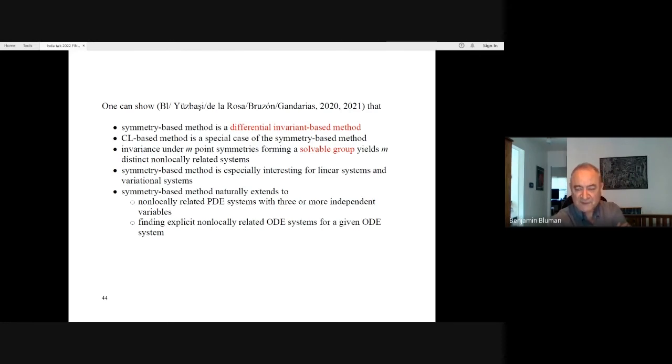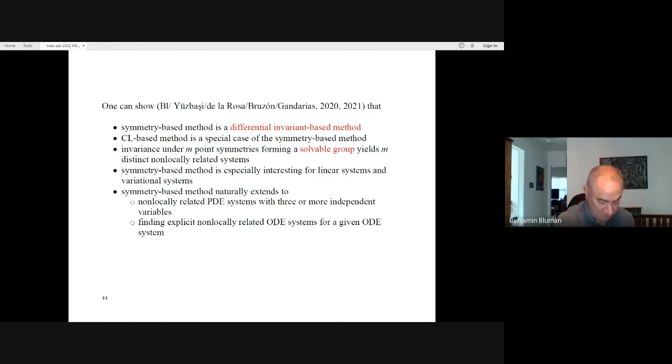So that every point symmetry, it seems like a paradox at first here, but every point symmetry of an ODE system will yield a non-locally related ODE system, which in turn can be used to reduce further order reductions for ODEs. Okay.